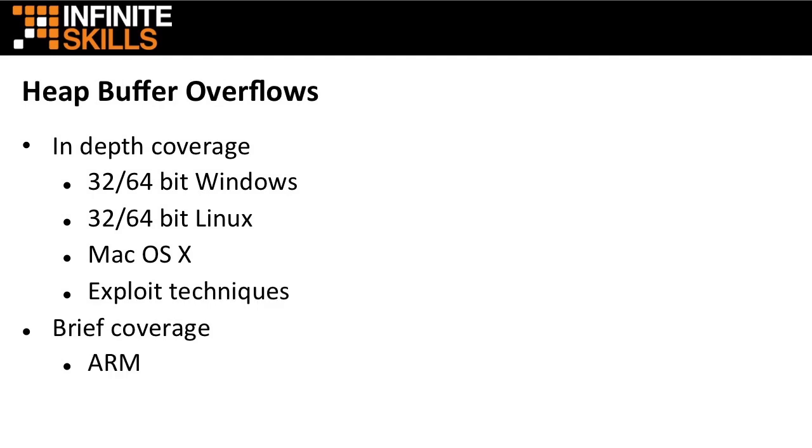We will then turn our attention to heap buffer overflows. And again, we will cover the 32 and 64-bit Windows and Linux platforms. We will cover Mac OS X. We'll talk about the different exploit techniques, which will vary quite a bit between these various platforms. We will also briefly cover the ARM platform and how that's a little bit different.